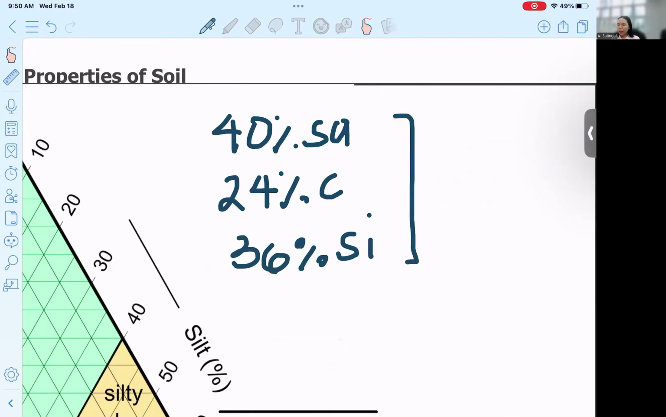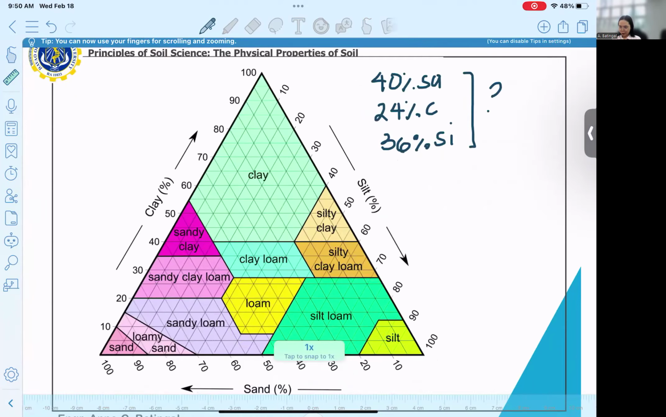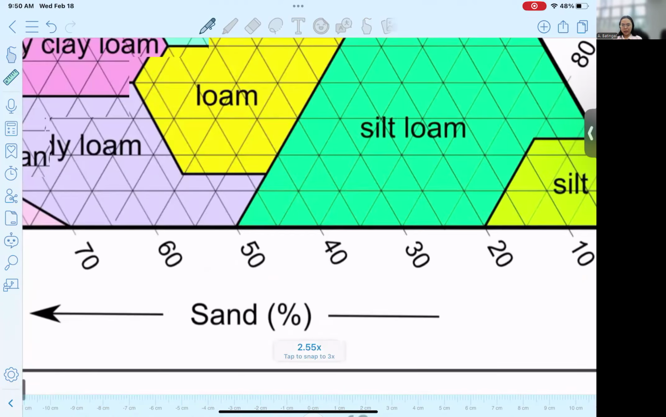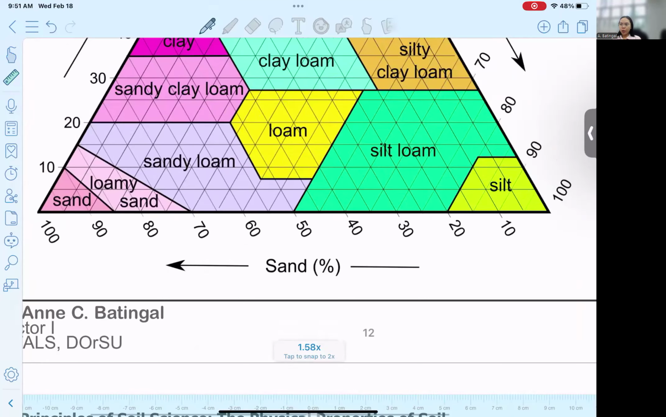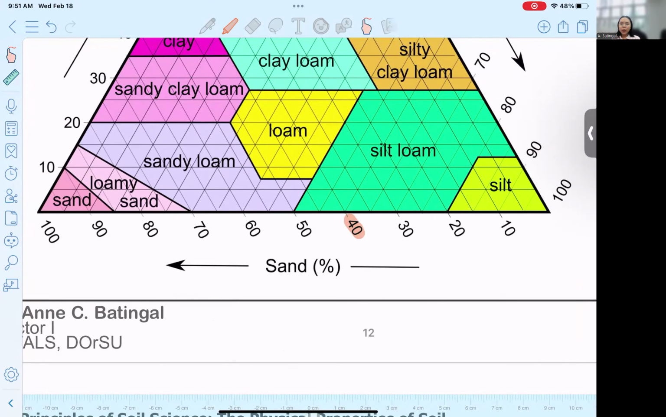Now if you are asked what your soil texture is, what do you do first in the soil texture triangle? What the data says first is your sand. So, 40% sand. If it is 40% sand, you look at the sand side, not at the silt and clay, the lower portion for sand. So it says 40% sand. Where is the 40% of sand here? Here is the 40% sand. So what you will do is you form a line. You strike a line.